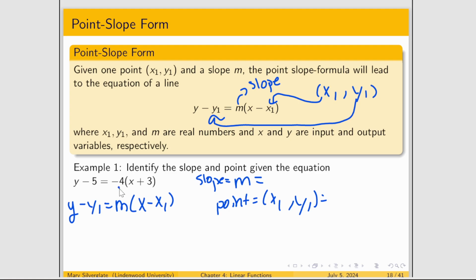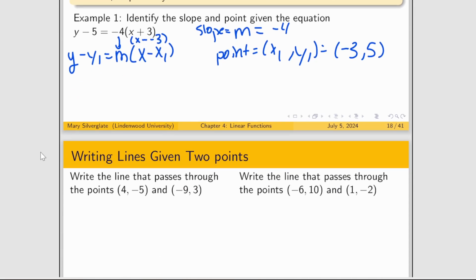So here our slope, we notice in the slope position is -4, so our slope is -4. And our point: this parenthesis corresponds to x minus x1, so if the result was x plus 3, I must have had x minus a -3. So essentially you end up flipping the sign, and so our x1 must have been a -3, because that's the only way I'd end up with a positive 3 here if I'm going from minus. And then our y1, that's a little bit nicer because it's already minus minus, so y1 is just 5. So our slope is -4 and our point is (-3, 5).